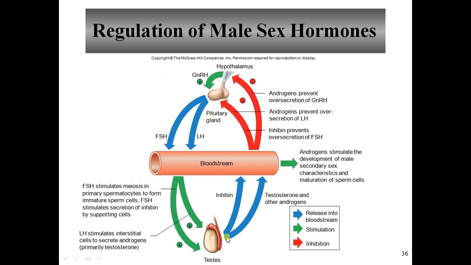When the testosterone or whatever hormone level increases, inhibin goes into the blood and sends impulses to the pituitary gland and hypothalamus to stop further secretion of androgen. Inhibin prevents oversecretion of FSH, androgen prevents oversecretion of LH, and androgen also prevents oversecretion of GnRH. So this diagram shows how the male sex hormones are regulated.